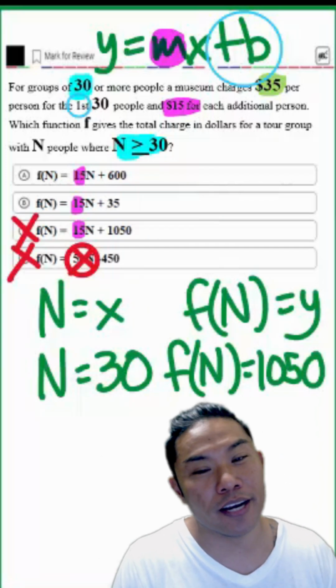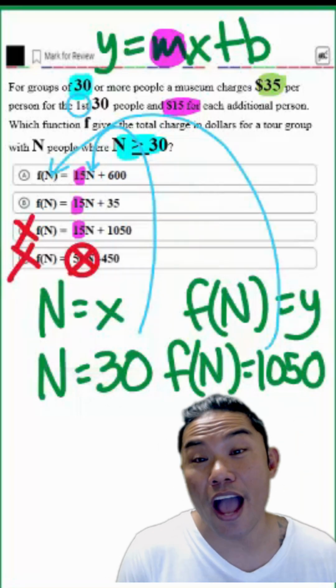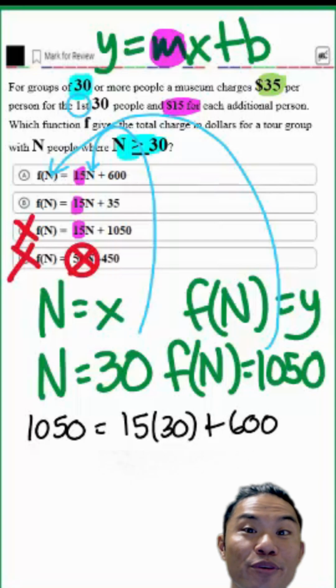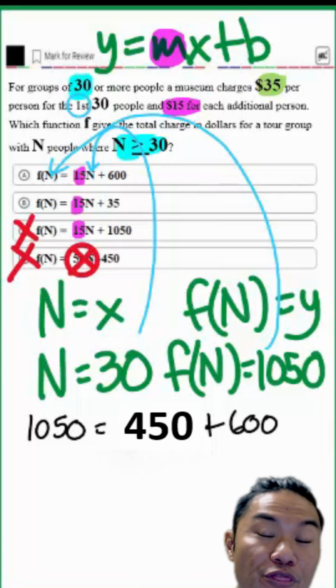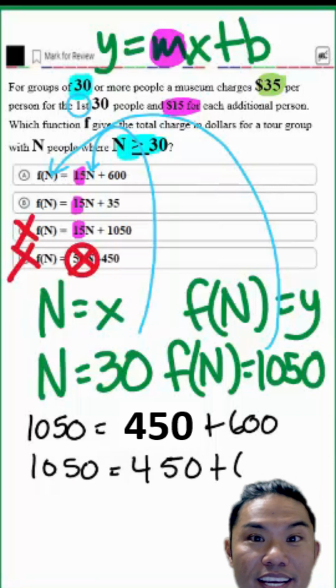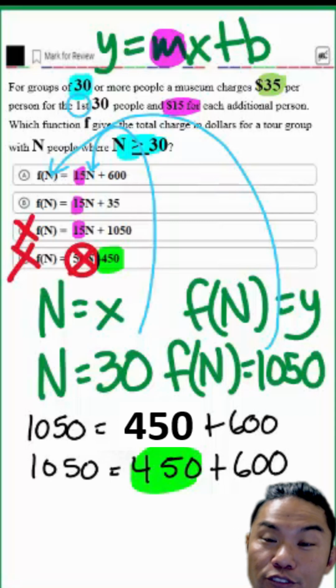I'm already leaning on A because after plugging in a 30 for n and a 1050 for f of n, you get a true statement proving that it is indeed the function. I also want to point out that the 450 in answer choice D is the difference between 1050 and the 600 y-intercept of answer choice A.